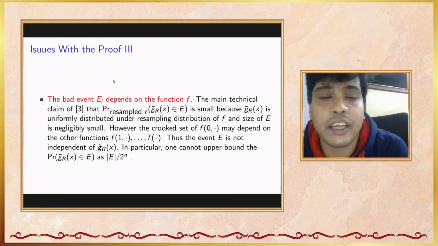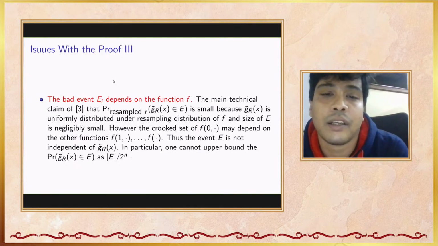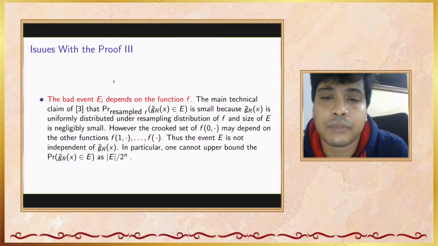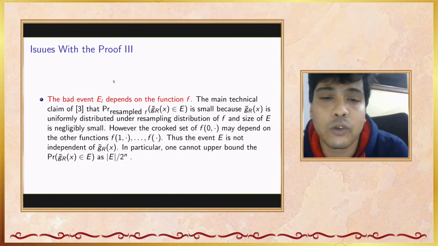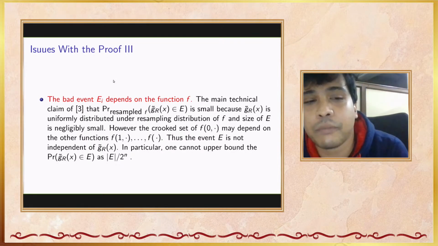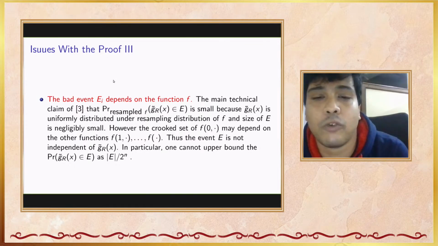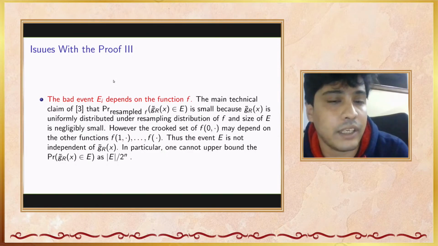The main technical claim of that paper was that if we take the probability over the resampled F function, then the probability that G tilde Rx, the subverted GRx value, belongs to some set E is very small, because G tilde Rx is uniformly distributed under the resampling distribution. In their case, they took E to be the crooked set of F0. But the crooked set of F0 can depend on other functions F1 up to FL, because the subverting algorithm at F0 can query F1 up to FL. So the event E and G tilde Rx are not independent, and we cannot upper bound in that way.